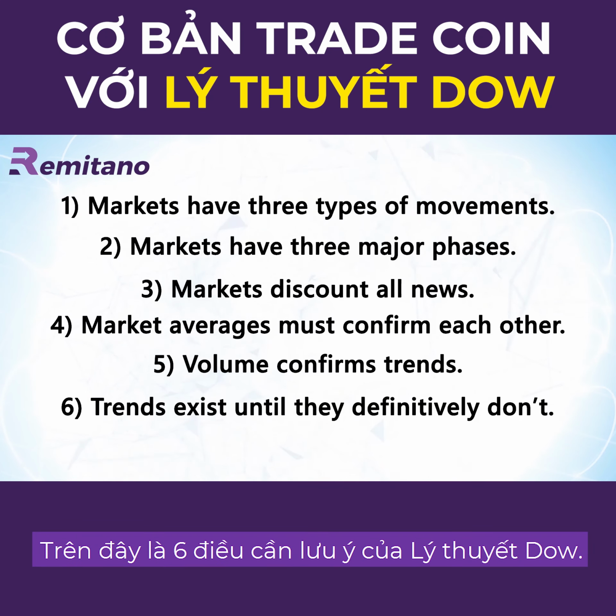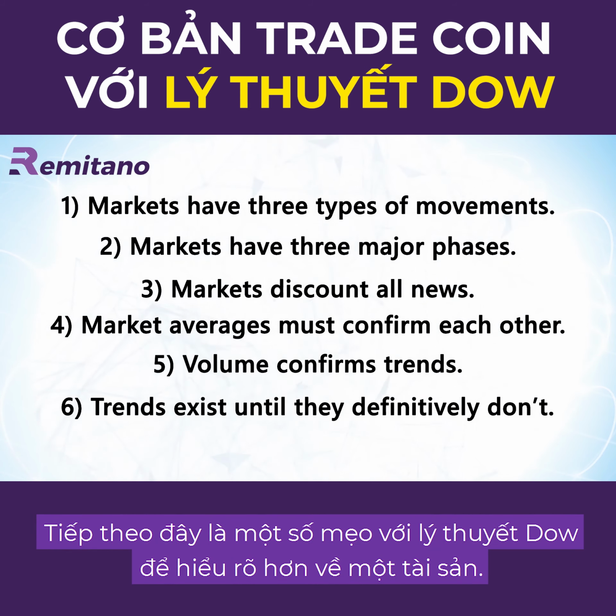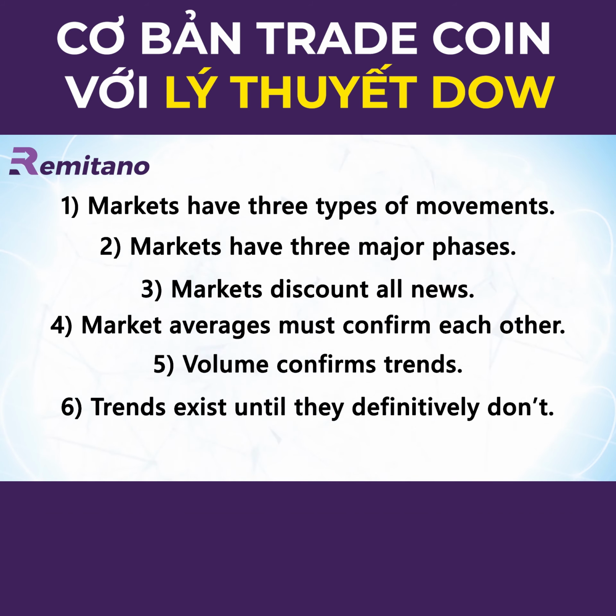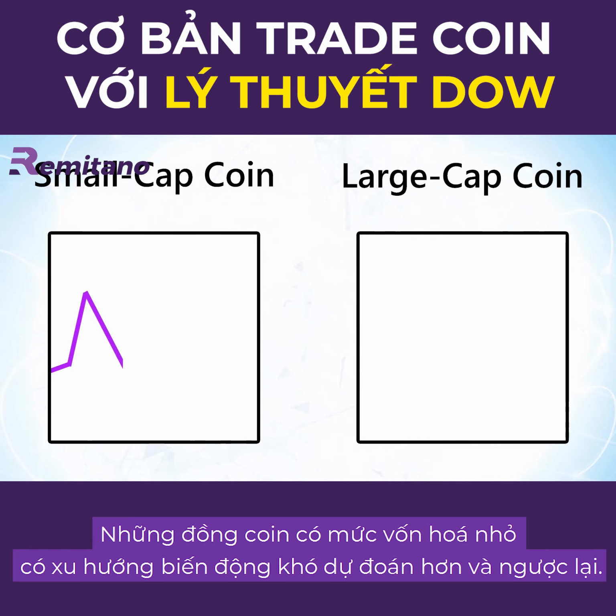So these are the 6 major points of the Dow theory, and I'm sure you can already see many of the ways that they apply to crypto markets. There are a few more tips we'll cover today that, when combined with Dow theory, can help to give you a clearer picture of an asset. Market cap, as we discussed in a previous guide, is a good starting benchmark. Coins with very low market caps tend to behave in a much less predictable manner, and vice versa.